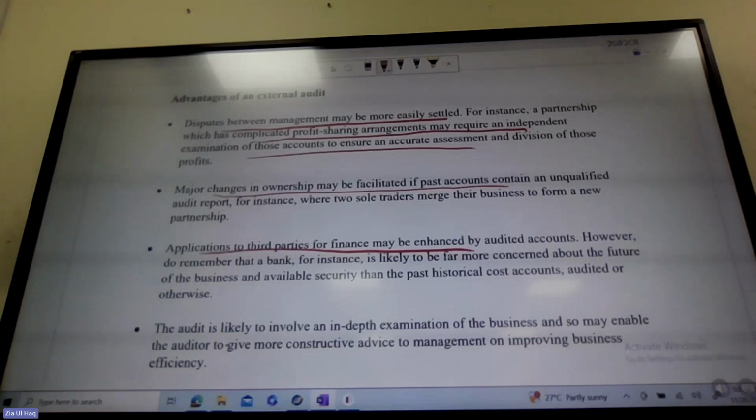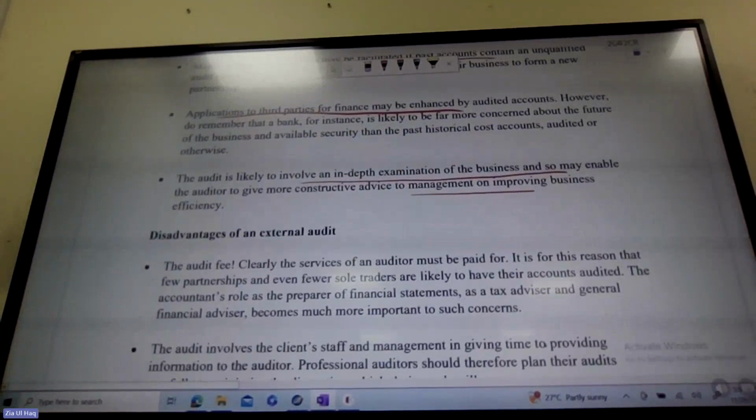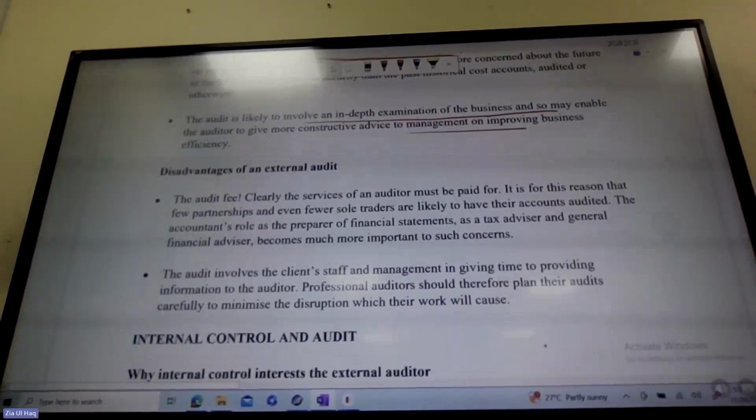The audit is likely to involve an in-depth examination of the business, meaning through this, business issues can be highlighted and those issues can be improved by the management easily. But there are some disadvantages. Clearly, the services of an auditor must be paid for, meaning the organization has to pay for the audit. Audit is costly.